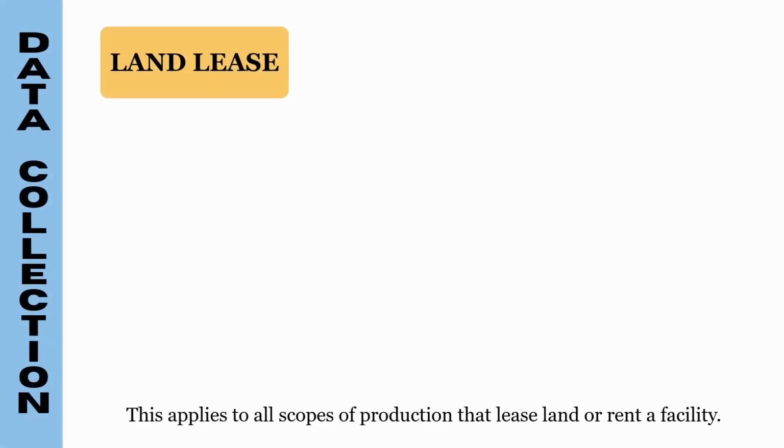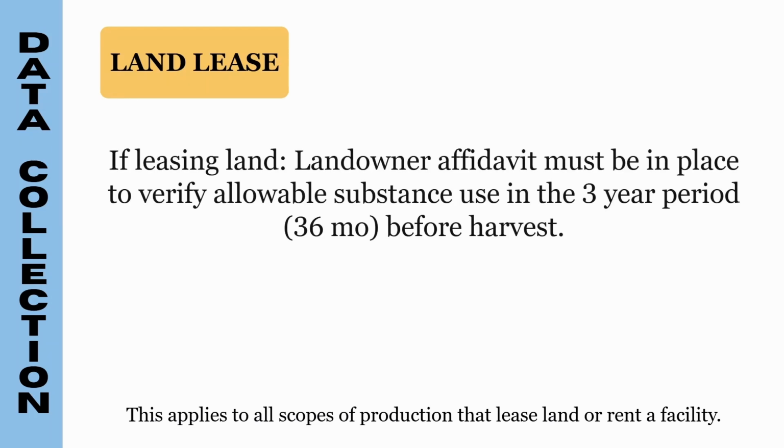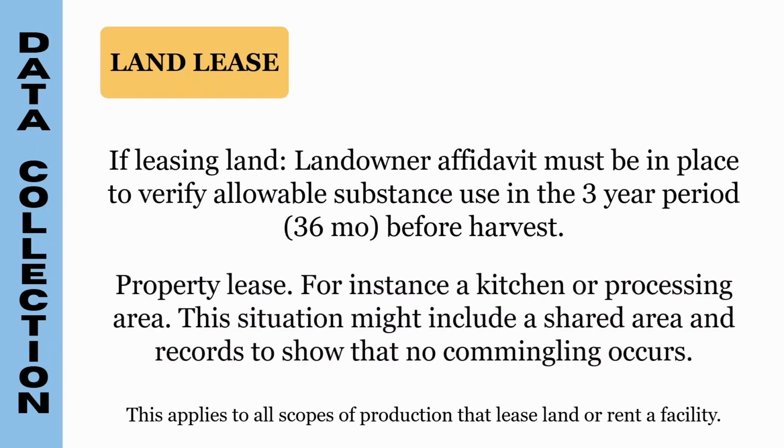We will briefly discuss each of the data collection points that are needed for every scope. If you lease land for crop production, livestock, or a processing facility, your organic system plan, your OSP, must include documentation from the landowner describing any prohibited substances applied to the land within the previous 3 years. If this area is shared, for instance, a kitchen, documentation needs to show that no commingling of non-organic product or substances occurs.